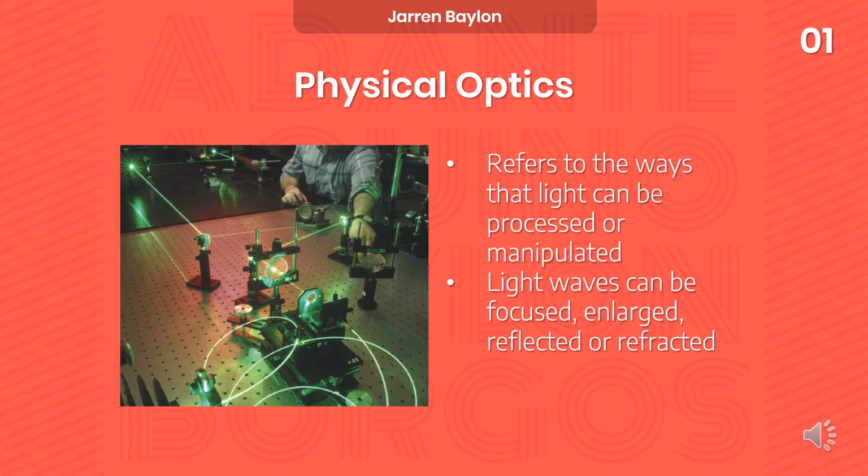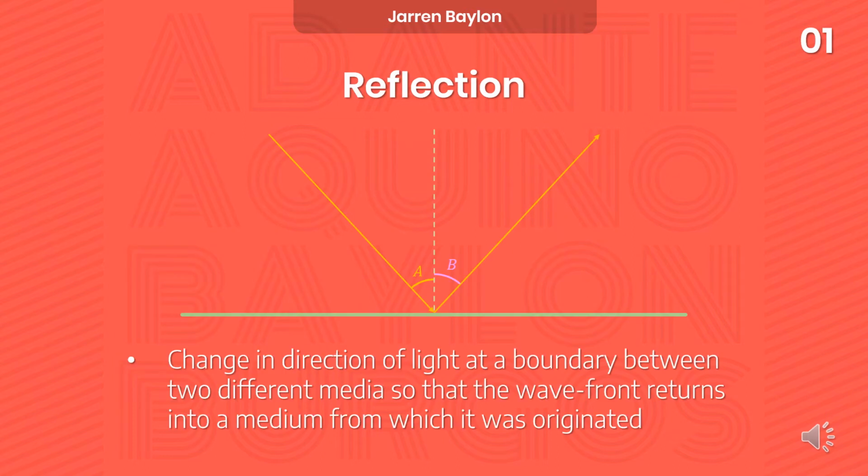Next, we will talk about physical optics. So, physical optics refer to the ways that light can be processed or manipulated. Now, light waves can be focused, enlarged, reflected, or refracted. So first, let us talk about reflection.